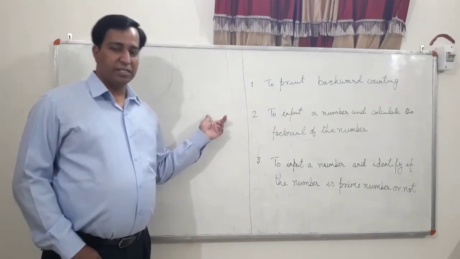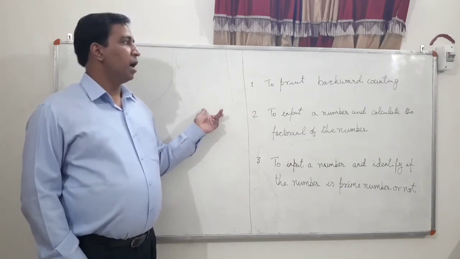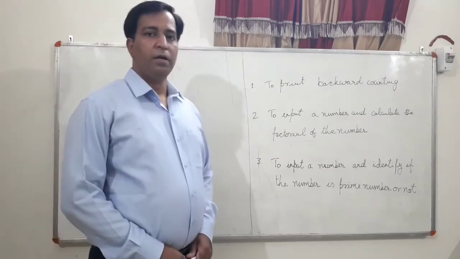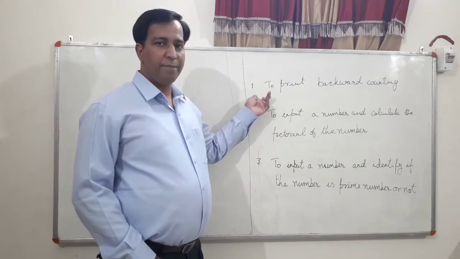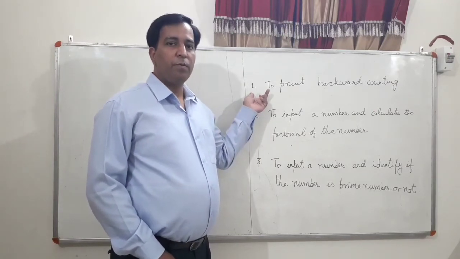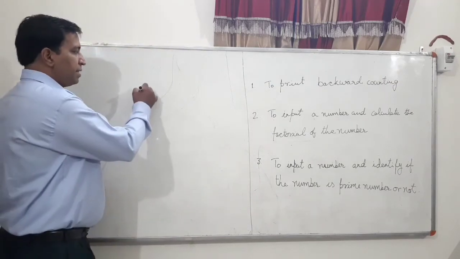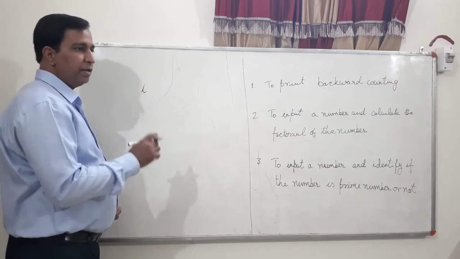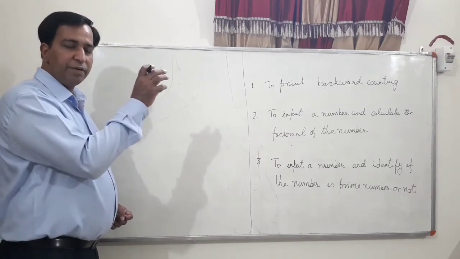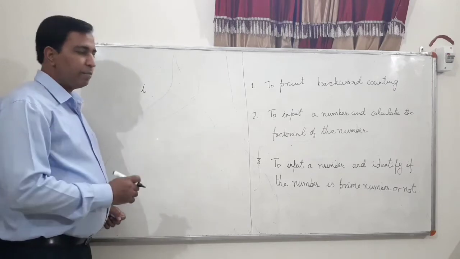I will explain the concept here, and in the compiler we'll see how these programs will run. Let's have a look at the first program. The first program is to print backward counting. For backward counting, we'll initialize our counter by the highest number, right? So that number can be printed first and then the reduced values can be printed.